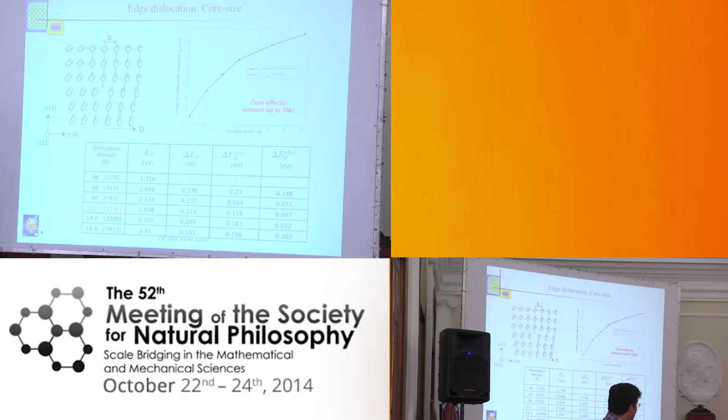elasticity is valid. So what we computed is this delta, where the delta is the change in the dislocation energy when we go from 4 Burgers to 6 Burgers. So this 0.378 is the difference between this and this. 0.237 is the difference between this and this. So this is the change in the dislocation energy as we are increasing the size of the domain.